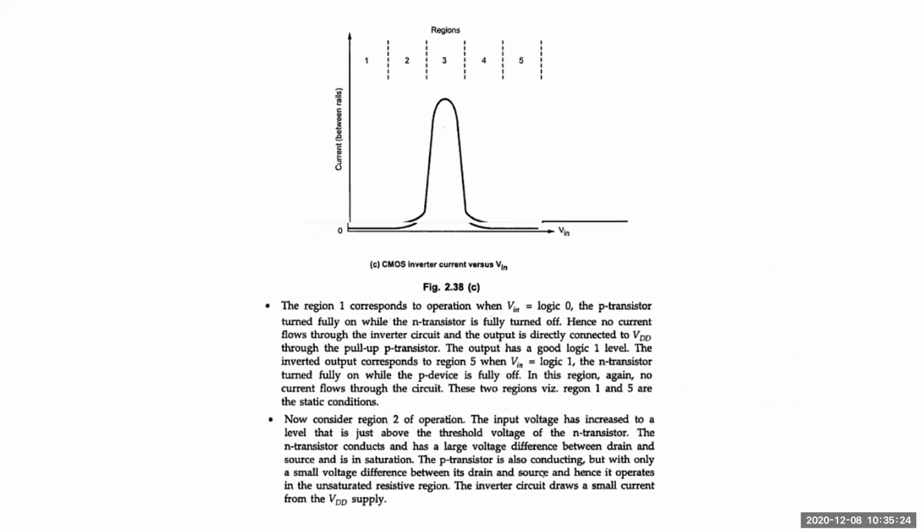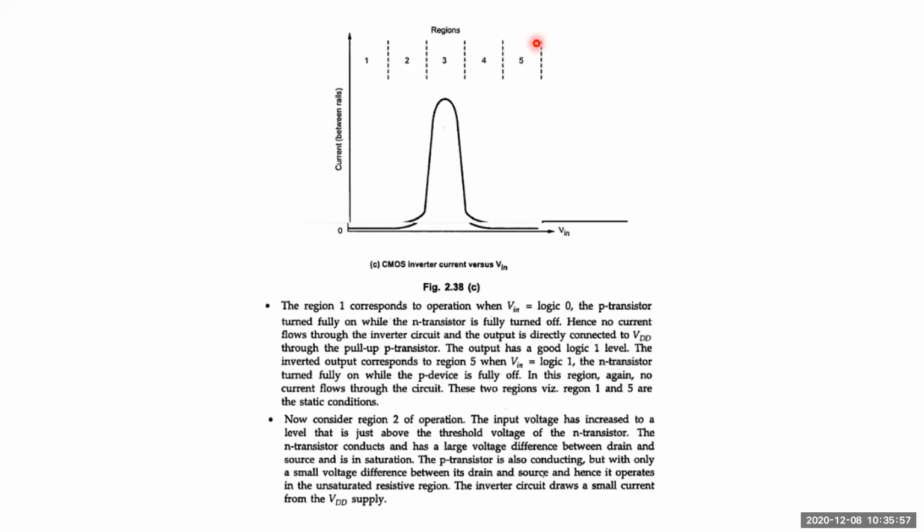Now let us see these operations. Whatever I explained now, I'm trying to detail it again here. In region 1, what happens? Your input is equal to logic 0. If input is equal to logic 0, the PMOS is turned on and NMOS is turned off. The same entire operation I have given over here. If a PMOS is turned on and NMOS is turned off, then definitely the output will become VDD. That output we call logic 1.